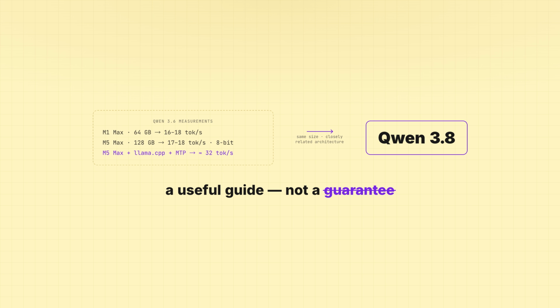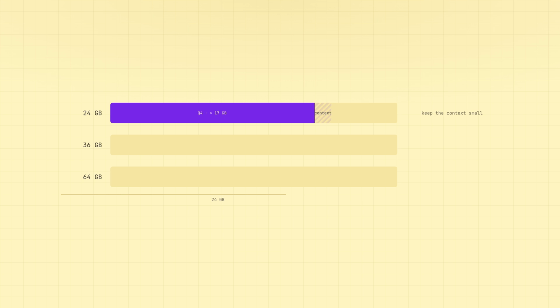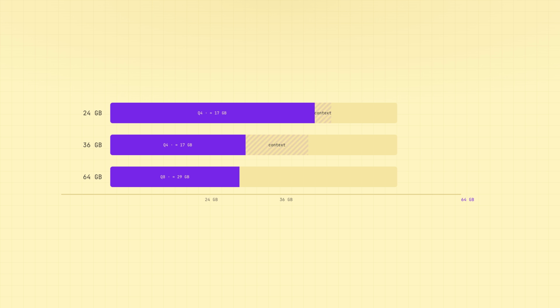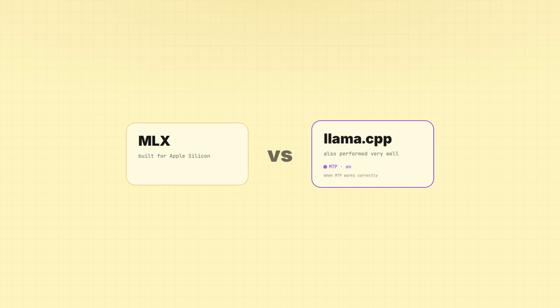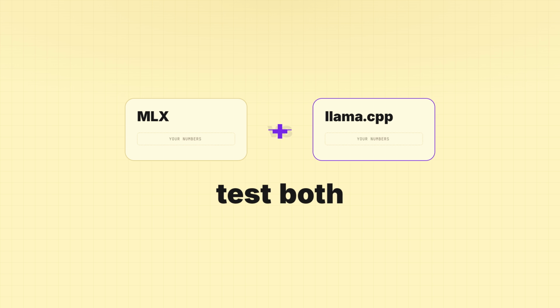a guarantee. For a 24GB Mac, use Q4 and keep the context small. For 32 or 36GB, Q4 should be more comfortable. At 48 or 64GB, Q5, Q6, or even Q8 becomes possible depending on context and the app. MLX is built for Apple Silicon and can be a good option, but llama.cpp has also performed very well, especially when MTP works correctly. I would test both instead of assuming one is always faster.